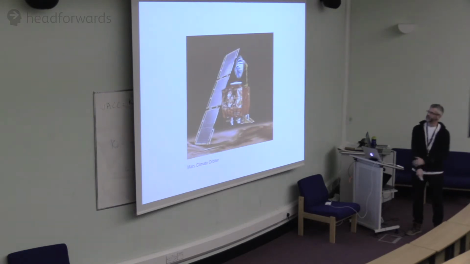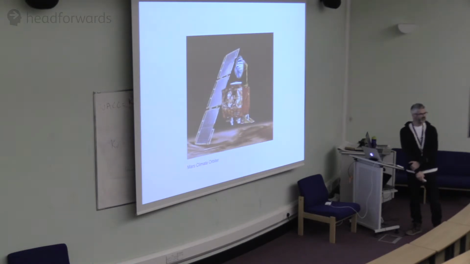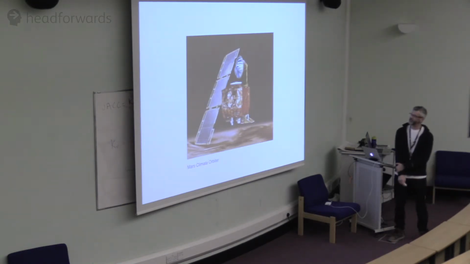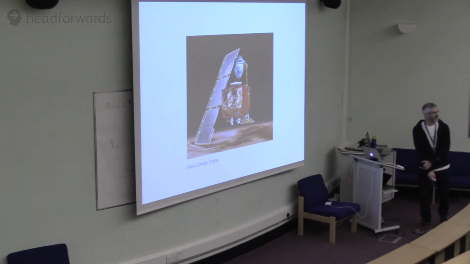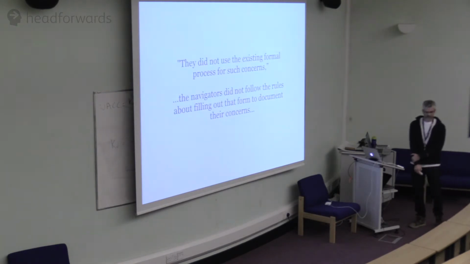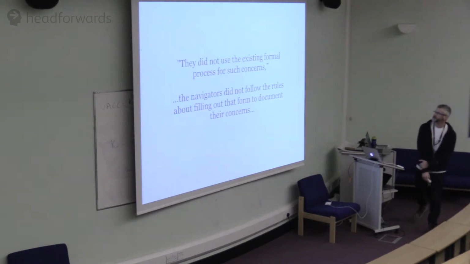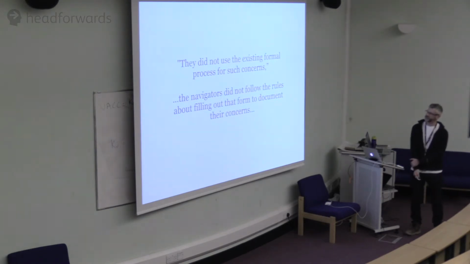But there was another reason why this was allowed to happen, because earlier in the week, some of the navigators had spotted that something wasn't right. They said that they didn't think the orbiter was going in quite the right direction, and they didn't think it was where it said it was. And they had a meeting and they discussed it and they worked out what they were going to do, but they didn't use the right form to express their concerns, and so their concerns were not followed up. And that cost $125 million.